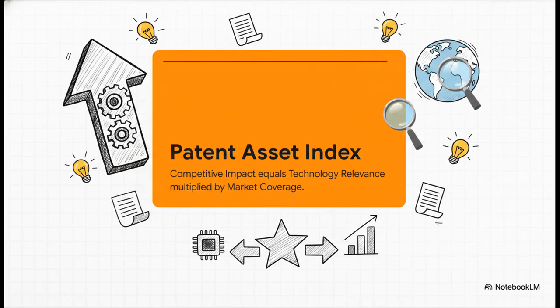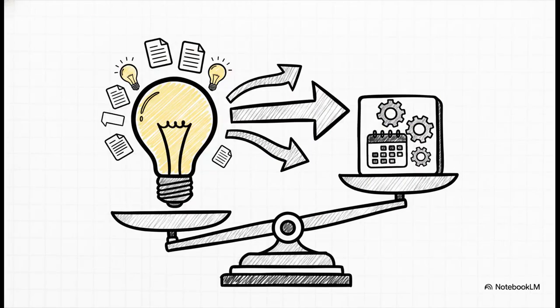Well, the scientific solution to this problem is the Patent Asset Index. This index evaluates every active patent family by calculating its competitive impact, and it does this by multiplying 2 distinct metrics together: technology relevance and market coverage. Let's break those down.